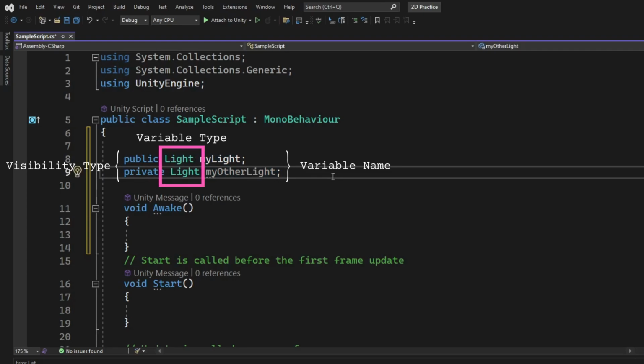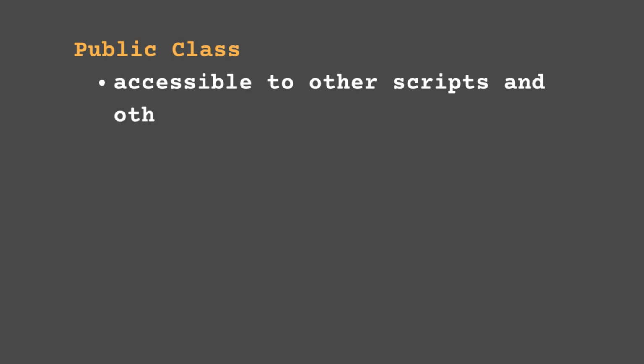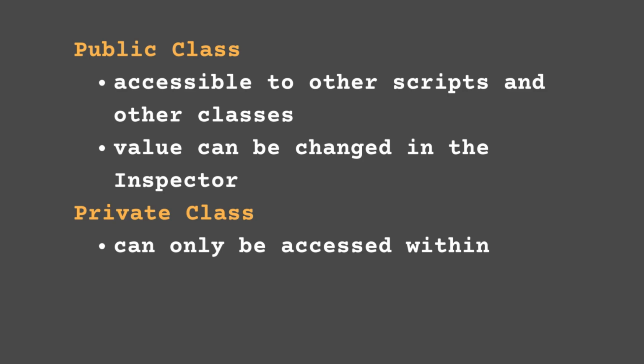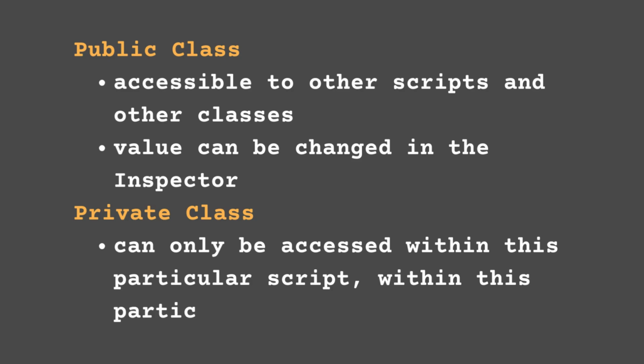You can see there is a visibility keyword, followed by a variable type, and then the variable name. When declaring variables, there are two most important visibility types to remember: public and private. You can sort of guess what they do. A public variable is accessible to other scripts and other classes, and can be changed in the inspector from the Unity editor. So, this means people can access it and change its value. If the variable is private, it is not accessible, as it can only be accessed within this particular script and within this particular class.